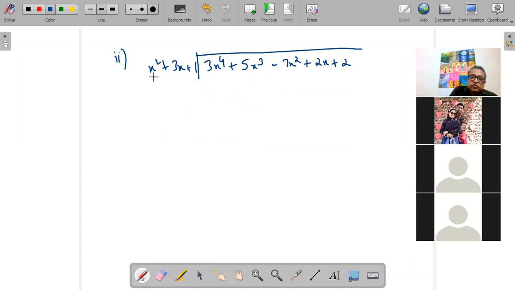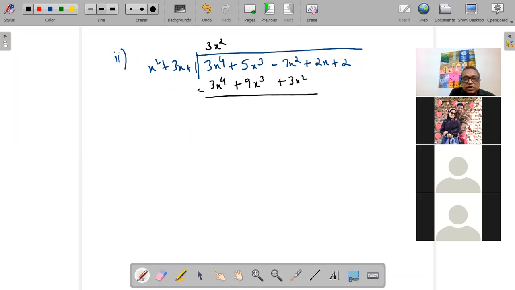Step number 1, this is x square and this is 3x to the power 4. So x square will go how many times? 3x square times. X square into 3x square, when I multiply, I am going to get 3x to the power 4. Then I'll multiply these two: 3 into 3 is 9, x into x square is x cube. So this will be 9x cube. Then 1 into 3x square is positive 3x square.